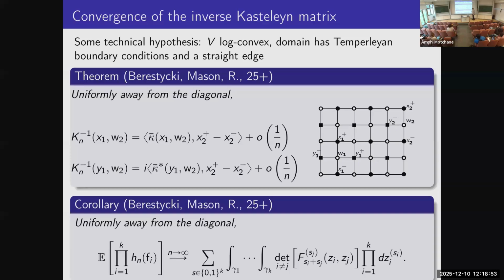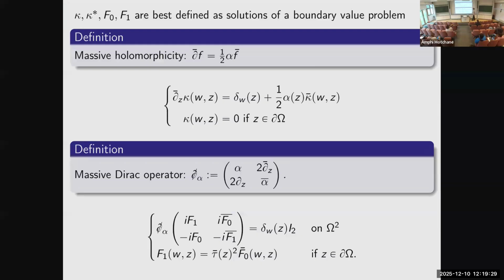So we have a formula like this, which is very similar to the formula in the critical case, but with the functions f and kappa, which are not the same. In Kenyon's work, kappa, kappa star, and f are very explicit. They are defined in terms of the Green function, so derivatives of the Green function. In our case, we cannot give an explicit expression for them. Actually, we define them as solutions of some boundary value problem.